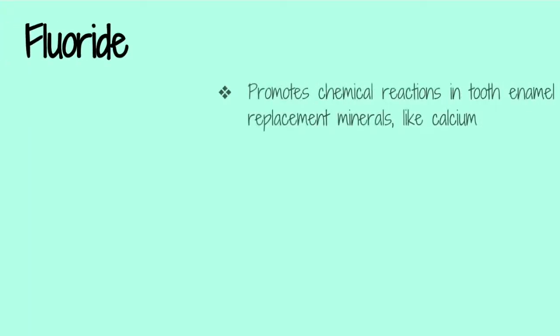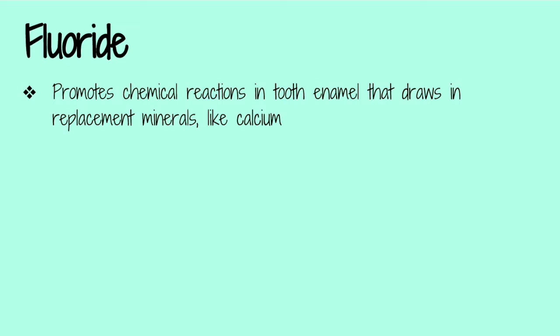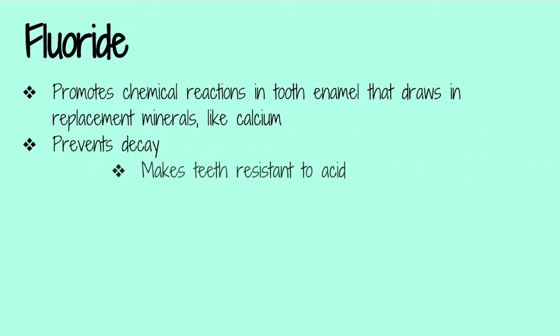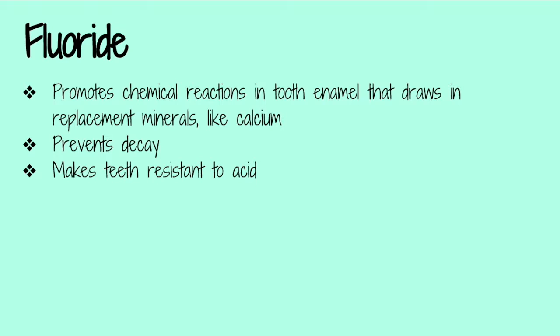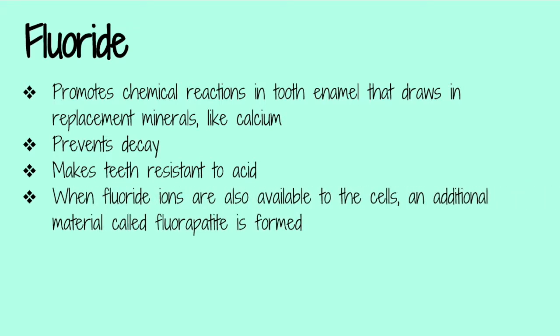Fluoride. It promotes chemical reactions in tooth enamel that draw in replacement minerals like calcium. It prevents decay, makes teeth resistant to acid, and when fluoride ions are also available to the cells, an additional material called fluoroapatite is formed.